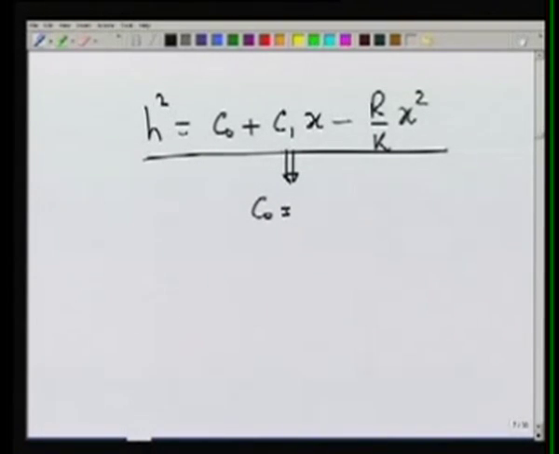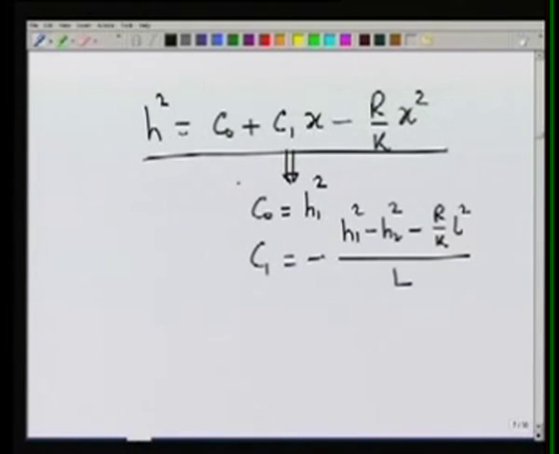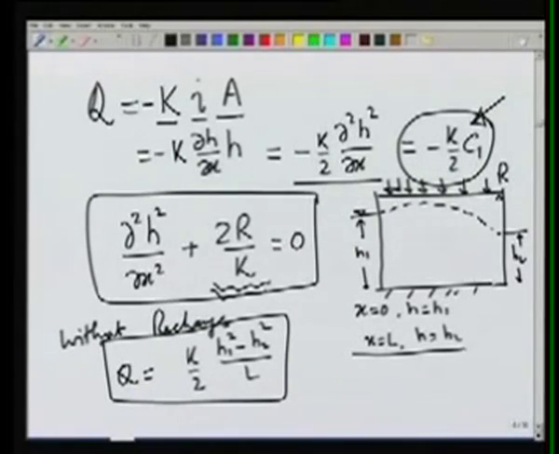C naught will again be equal to h1 square, but C1 in this case will be different from the C1 which we have derived earlier when R was 0. In this case the C1 turns out to be minus h1 square minus h2 square, using the boundary conditions x equal to 0, h equal to h1, x equal to L. So Q again will be given by the same equation minus k by 2 C1, but now C1 will be a function of R.